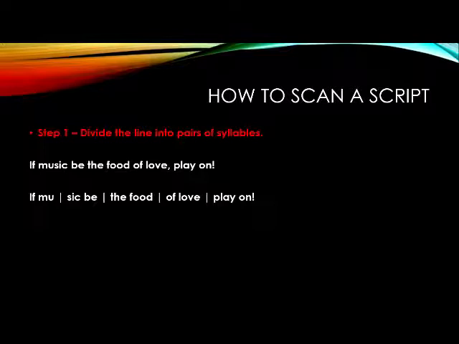Play on. Notice that it is okay to cut a word in half. I had to cut music in half because my first two syllables, if mu, they are a pair unto themselves. So iambs don't have to be on just one word. You can use pieces of more than one word to create your iamb. My second two, zick be, create my second iamb. So I'm just going through, chopping my line up into pairs. That's step one.